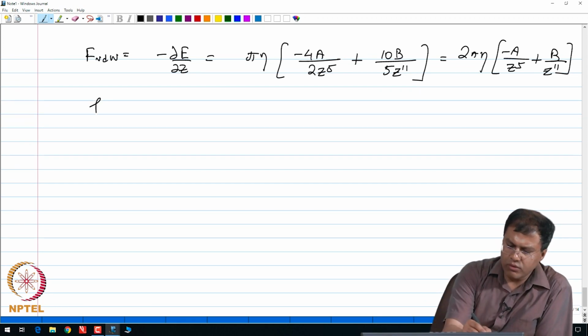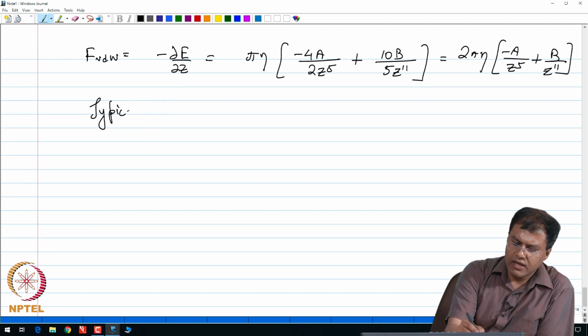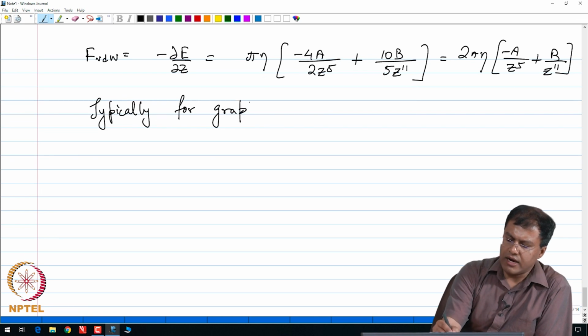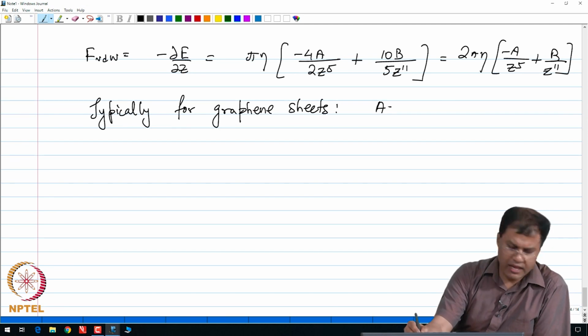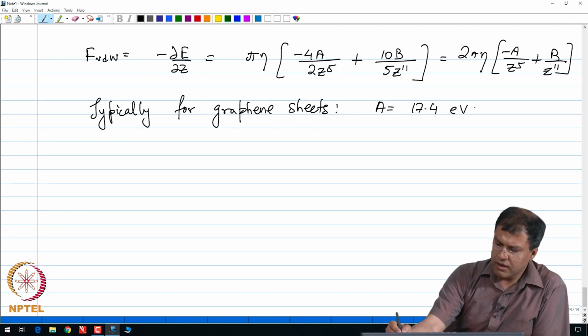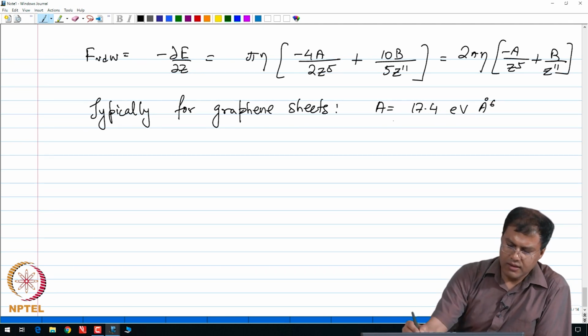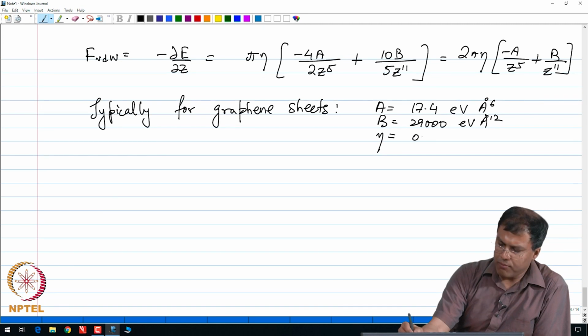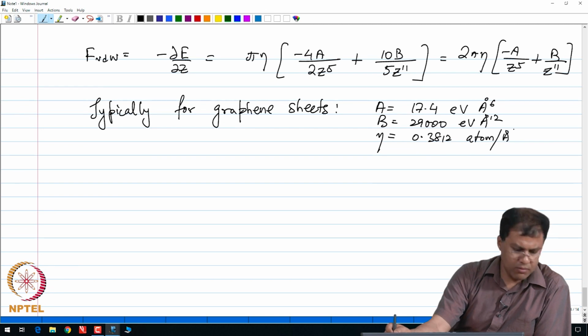So, typically the values of these constants for a graphene sheet are as follows. Again, these are from standard physical chemistry textbooks. Typically for graphene sheets, my A is given to be 17.4 electron volt angstrom 6, and B is a constant in electron volt angstrom 12, and my constant eta comes out to be 0.3812 atoms per angstrom square.